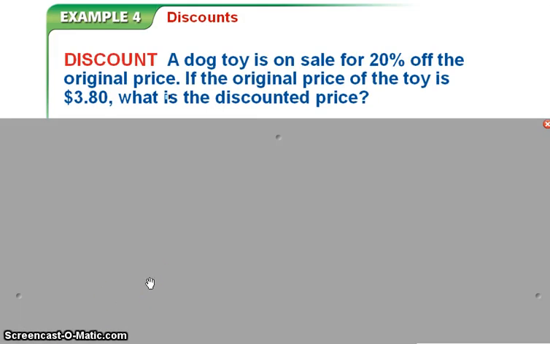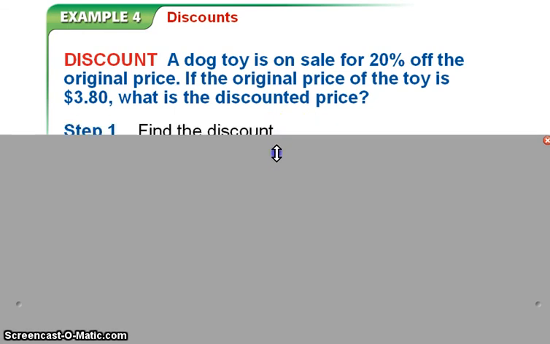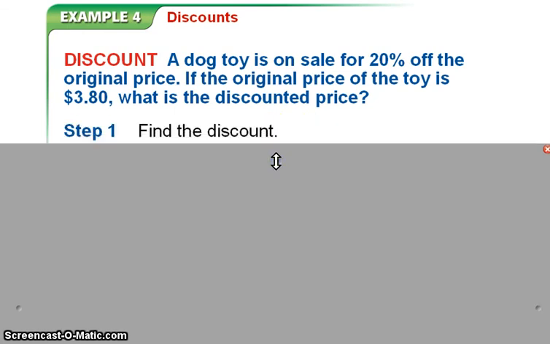The last type of problem we're going to do are discounts. Okay, you've all gone shopping. There's always been sales. So let's try and figure out how do we find out what the actual price would be when there is a sale. It's exactly like your tax problems. The first thing you need to do is find the amount of the discount.